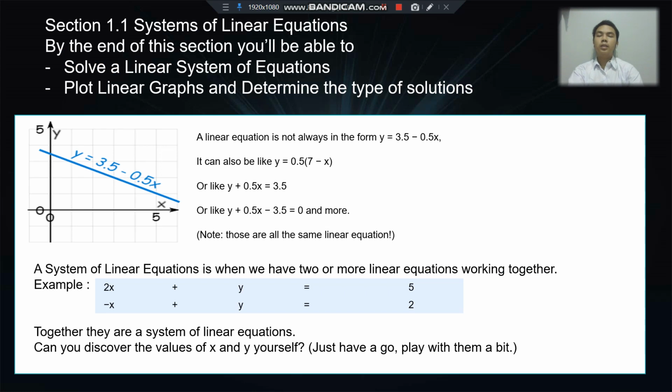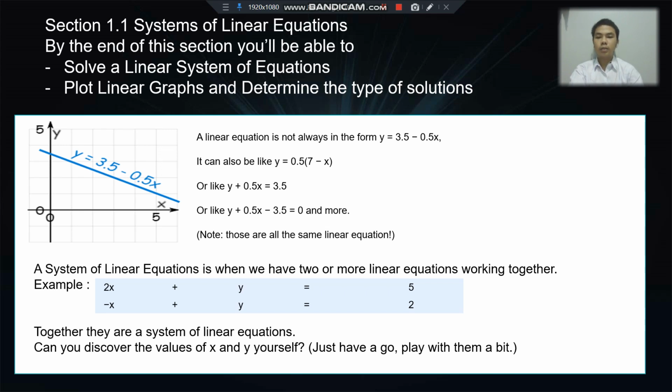By the end of the 1.1 section, I'll be able to solve a linear system of equations, plot linear graphs, and determine the type of the solutions. A linear equation is not always in the form y equals 3.5 minus 0.5x. It can also be like y minus 0.57 minus x, or like the bottom side.